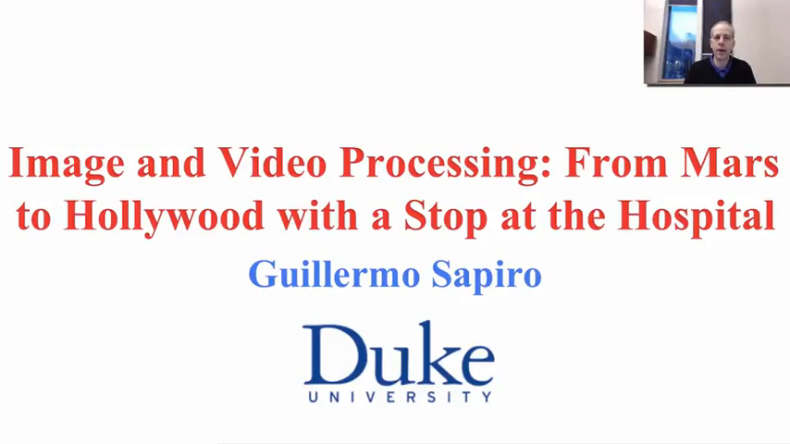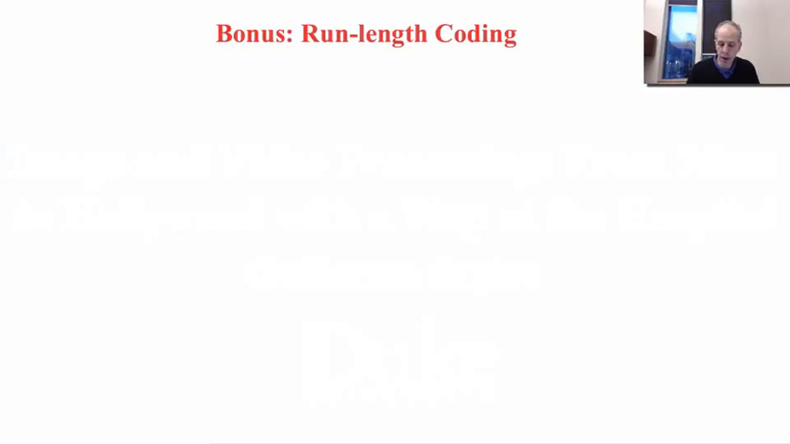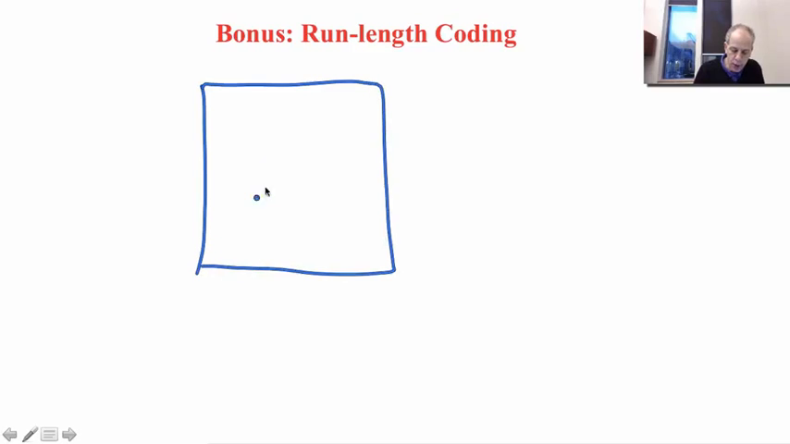Let us now complete the week on image and video compression with a very brief description of run length coding. Run length coding is very useful when we want to encode binary images. So let's just draw a binary image, and that will help us to illustrate that.